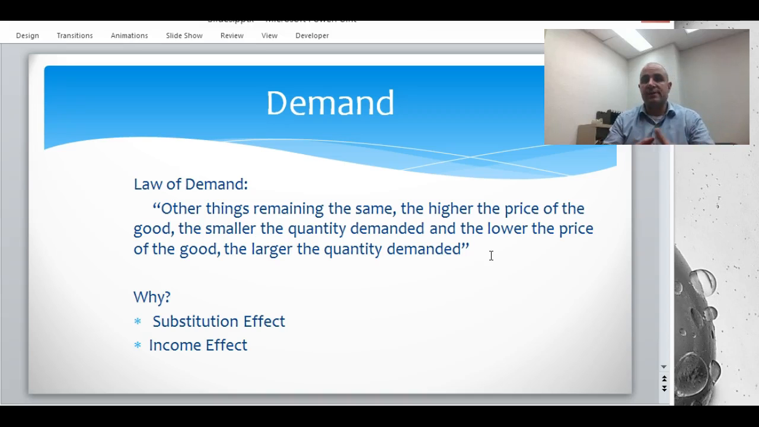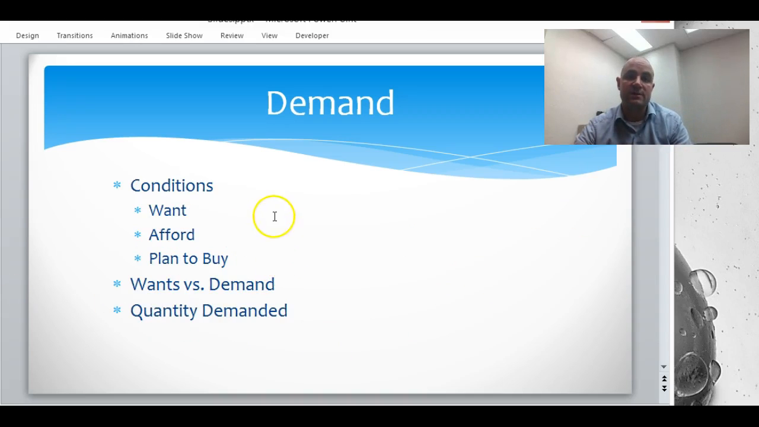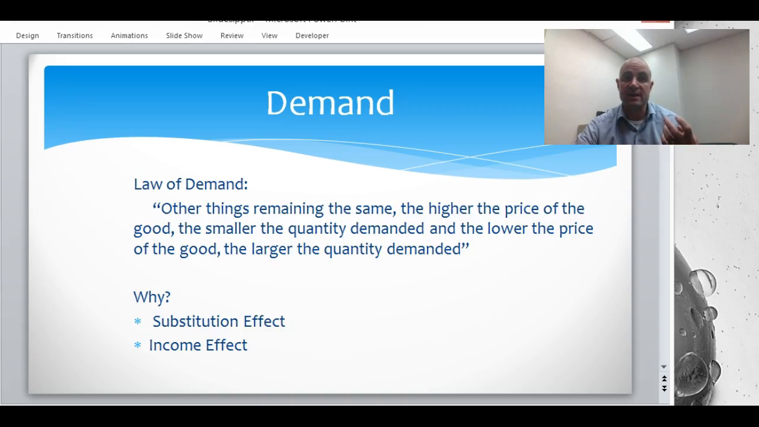And so the basic idea is that as price goes down, you're going to have more people who are going to fall into that want, afford, and plan to buy group. So it's going to capture more of those people as the price goes down. But then the question is, well, why is that? Okay. So there's two reasons why, two effects that really drive that. The substitution effect and the income effect. So let's first start with the substitution effect.